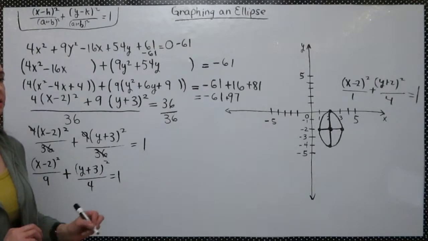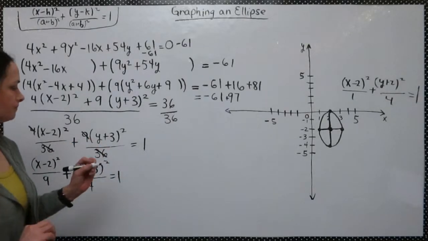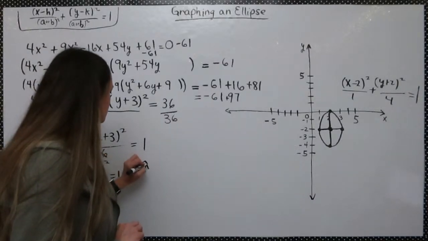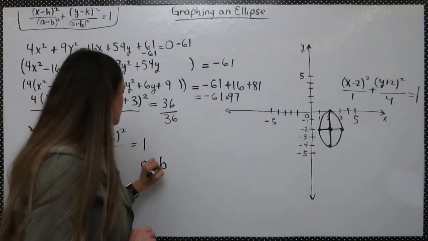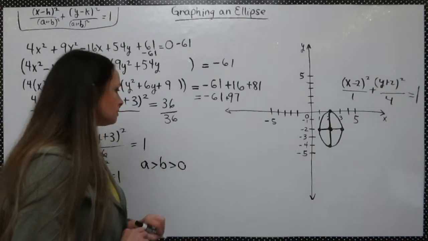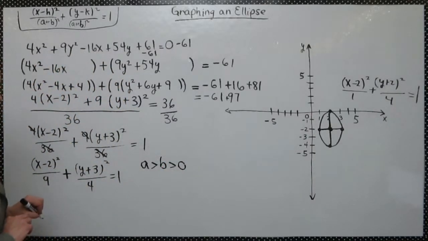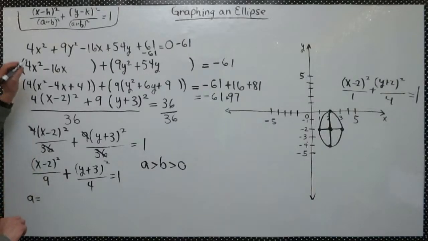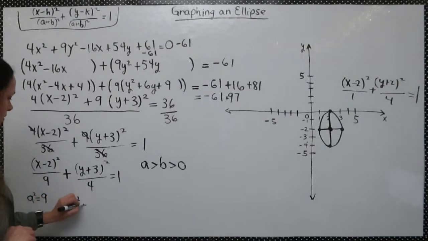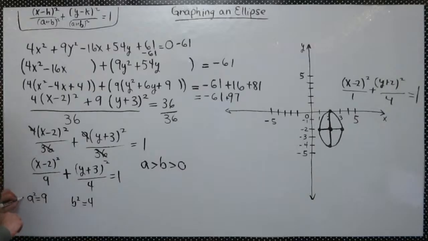Because A has to be greater than B, and B has to be greater than 0. And so we're going to say A squared, because you have A squared or B squared. So this is A squared equals 9, and B squared equals 4. So when you have something squared, you just perform inverse operations. You're going to get A equals plus or minus 3.